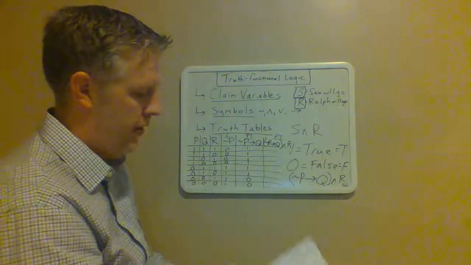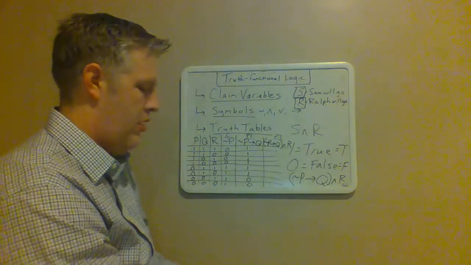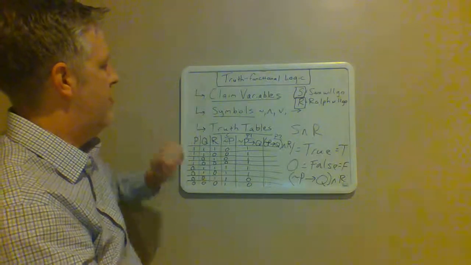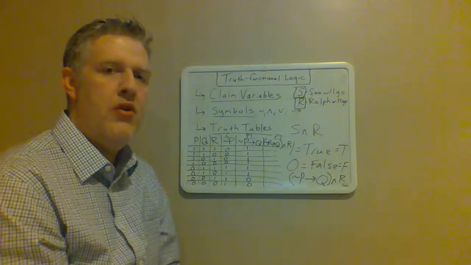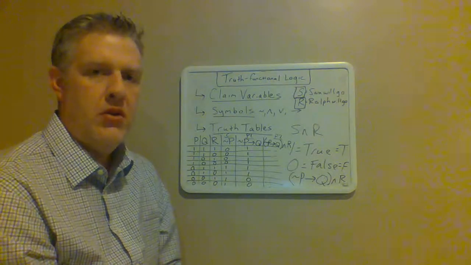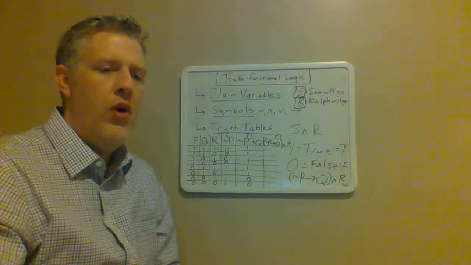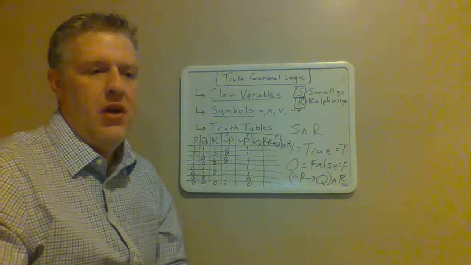your conclusion, okay? So in this video, we've talked about the basics of truth functional logic, the key or essential ingredients, those being the claim variables and symbols, and also discussed the conventions that we'll work with in terms of constructing the truth tables. Okay, so hopefully this video helped you, and we'll go ahead and discuss some of these operational symbols in the next video.